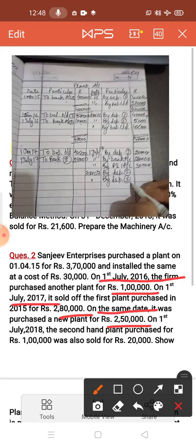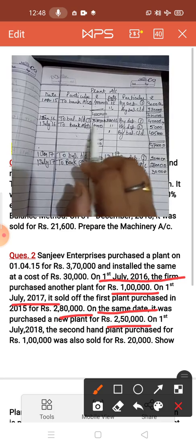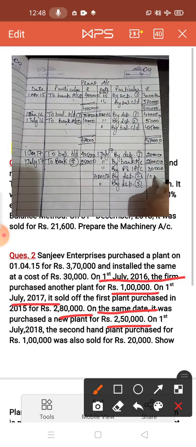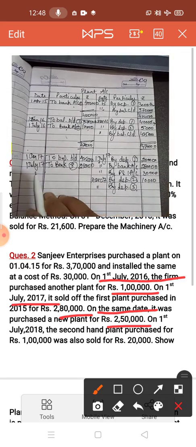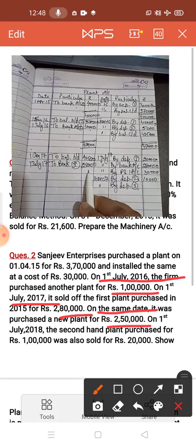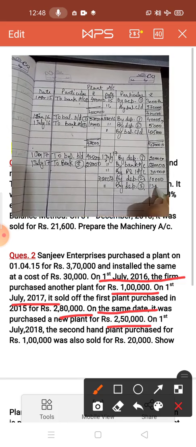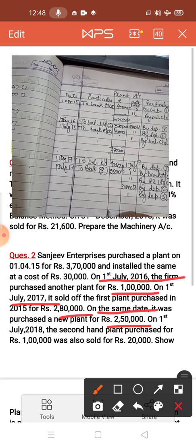Now see what is the actual cost of the second plant. The actual cost of the second plant is 1 lakh. So on 1 lakh you have to charge the depreciation for the full year. Now the third plant you have purchased in July. It means 2,50,000, 10% depreciation for 6 months. So it is 12,500.